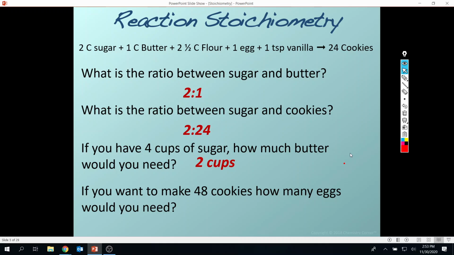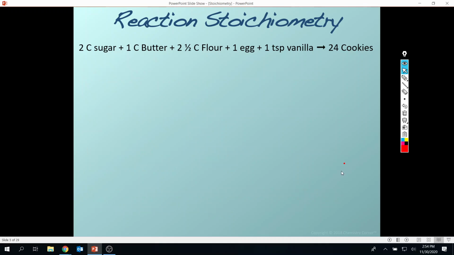If you wanted to make 48 cookies, how many eggs would we need? Again, we just look and we say, hey, double, so we would need 2 eggs. Yeah, I'm not thinking that's going to be enough moisture in these cookies. I don't know how much baking powder and soda we need in sugar cookies, but definitely a couple of eggs.